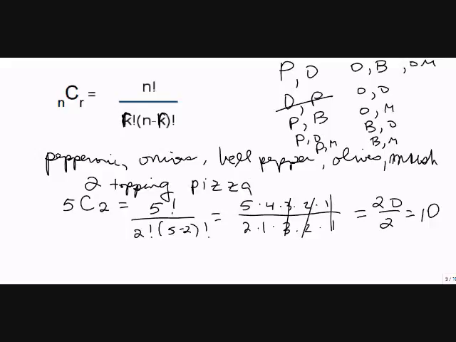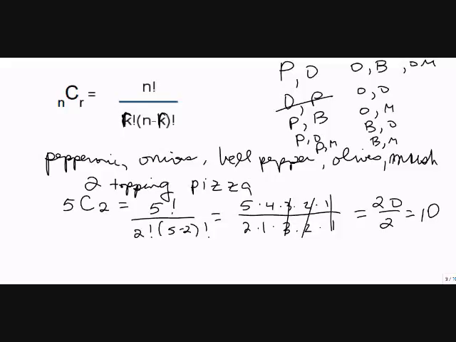I have 5 choices to put on my pizza: pepperoni, onions, bell pepper, olives, or mushrooms. I want a 2-topping pizza, so that's the 5 and the 2. I'm just checking. I'm showing you where it came from. How do you know which one is the N and which one is the R? The N is always the biggest number. The N is always the number of things in your set. The R is how big you need to make each set.